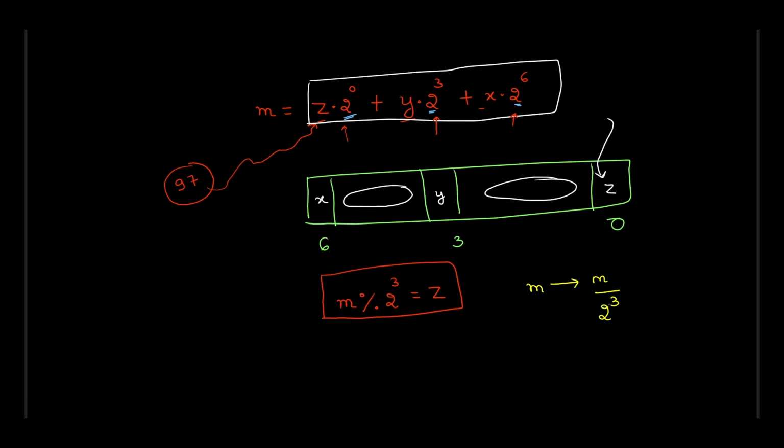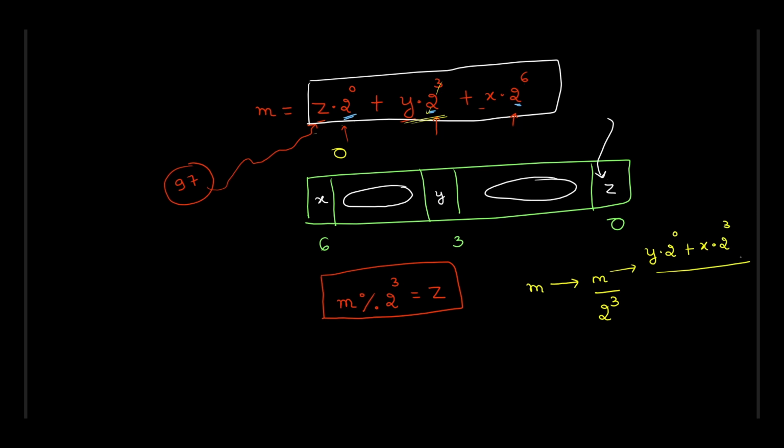Now let's see what would happen. Dividing m by 2 to the power 3 means dividing each term by 2 to the power 3. But since this term is less than 2 to the power 3, their division will yield a 0. And this term is actually divisible by 2 to the power 3. So this 2 to the power 3 factor will cancel out, and then m will get converted to y into 2 to the power 0 plus x into 2 to the power 3.